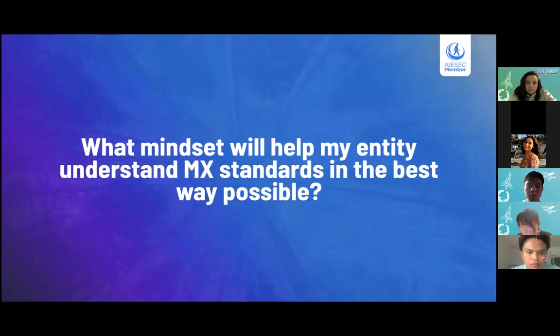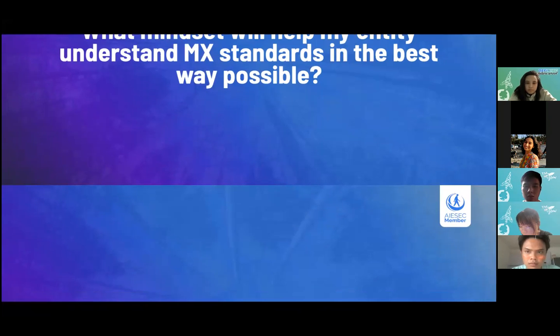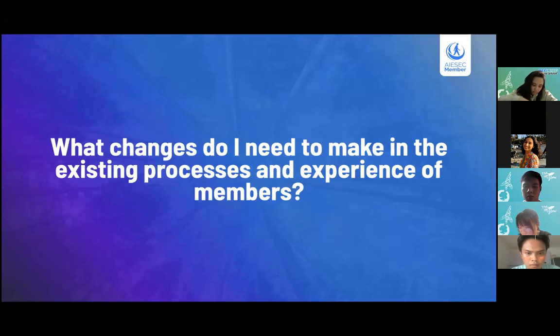The third question is, what changes do I need to make in the existing processes and experience of members? From the ongoing experience that your entity has been giving to the members, a lot of things can be working really well as well. You don't have to take them out. So in the existing processes or experiences, what change can you make to welcome MX standards better in your membership experience? This is the third and last question. You can take another 1 minute, and then we are going to move ahead with the next part. The sheet is going to remain with you, so don't worry, you will be able to access it even after we are done with the session.